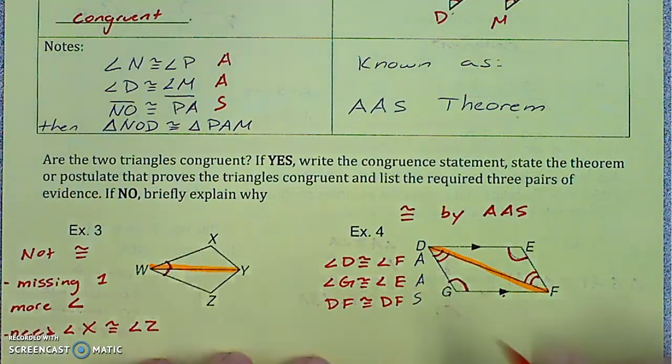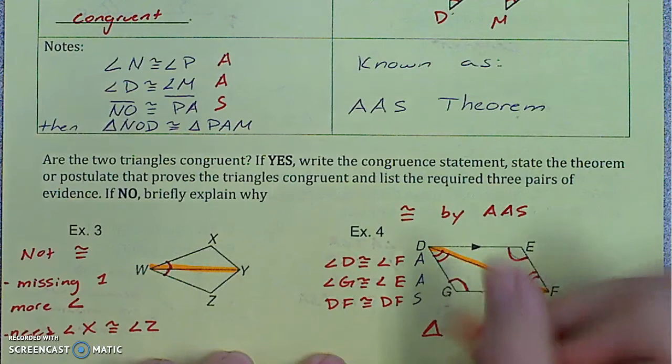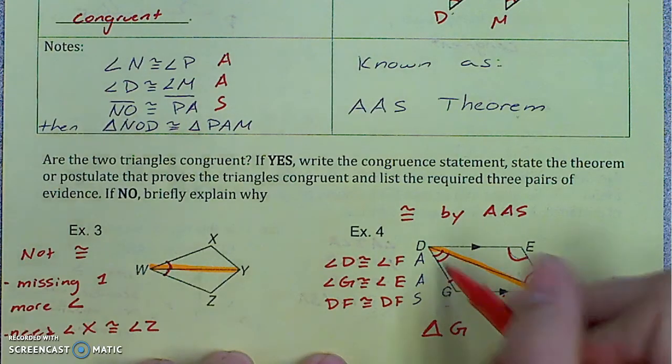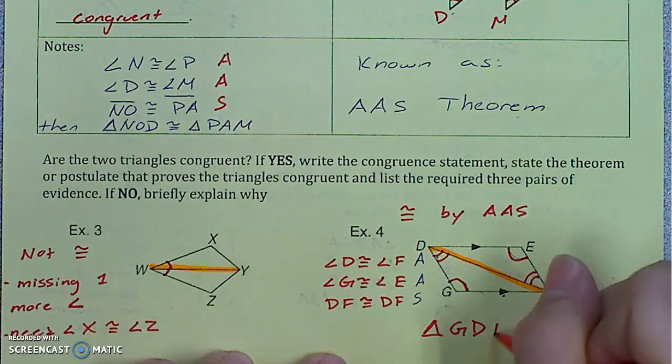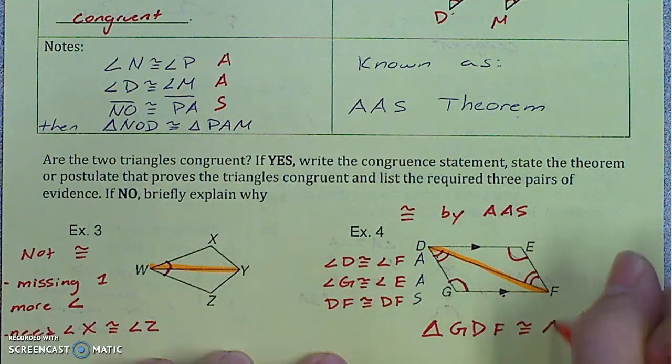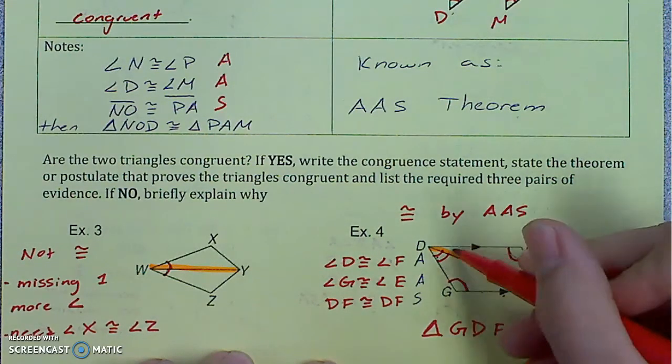Now to write the congruent statement. Triangle, I'm going to start with the 1, G, to the 2, D, to the last letter, F. It's congruent to triangle. The 1 is E, the 2 is F, and the last is D.